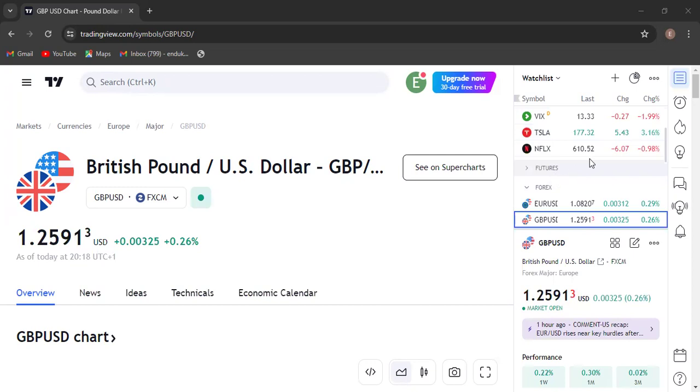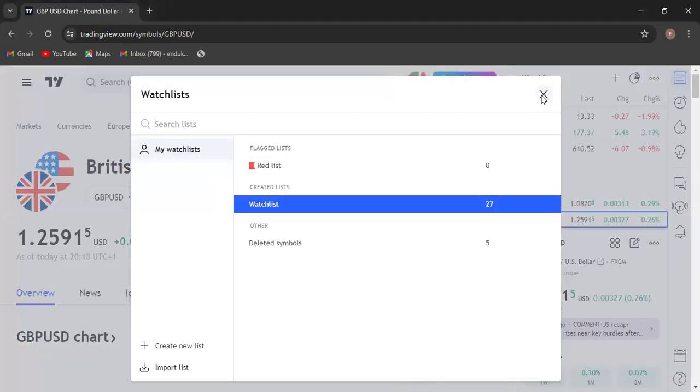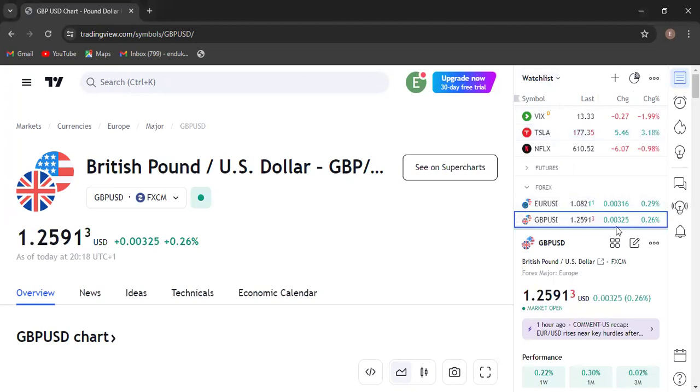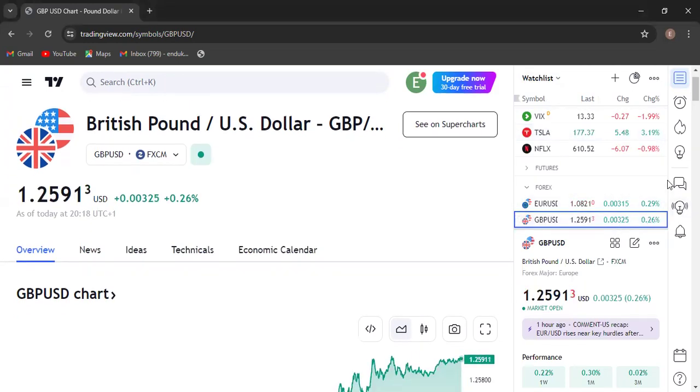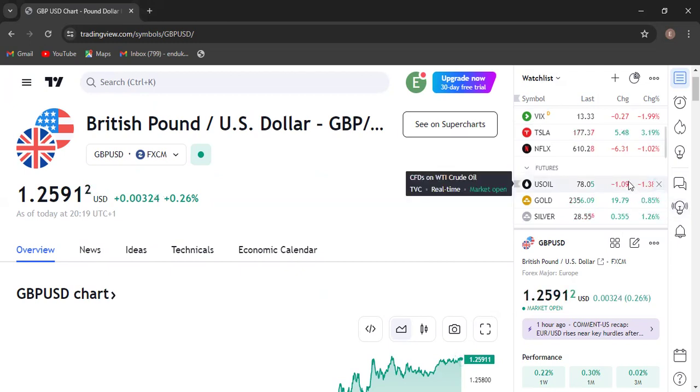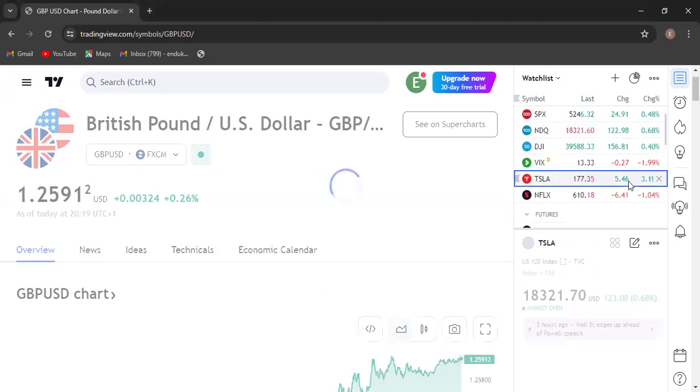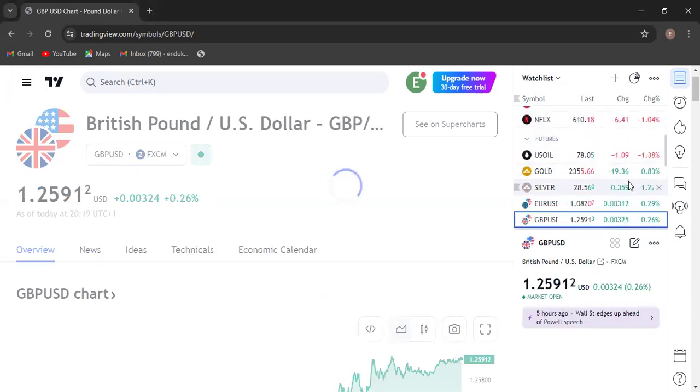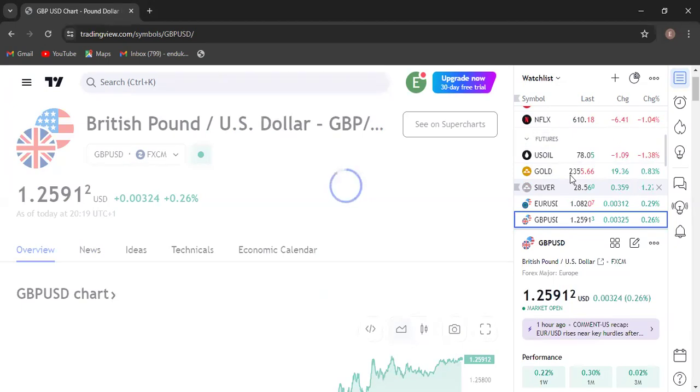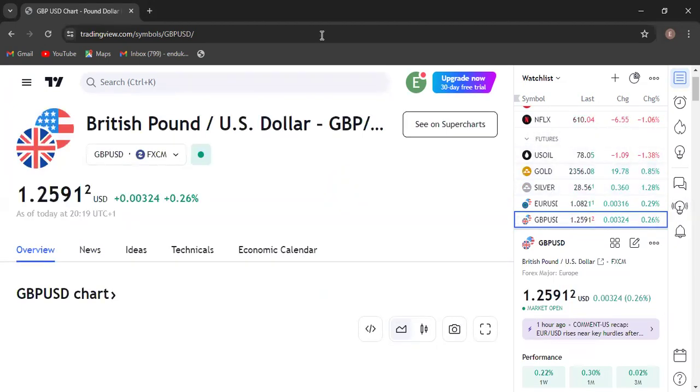This is what it is. So if you look at where my cursor is, this is a watch list. Your watch list is just a list of pairs that you added so that you can easily navigate through them. In my watch list, I have my forex pairs. If you can look at this part of the screen where my cursor is, hope you are seeing my cursor.